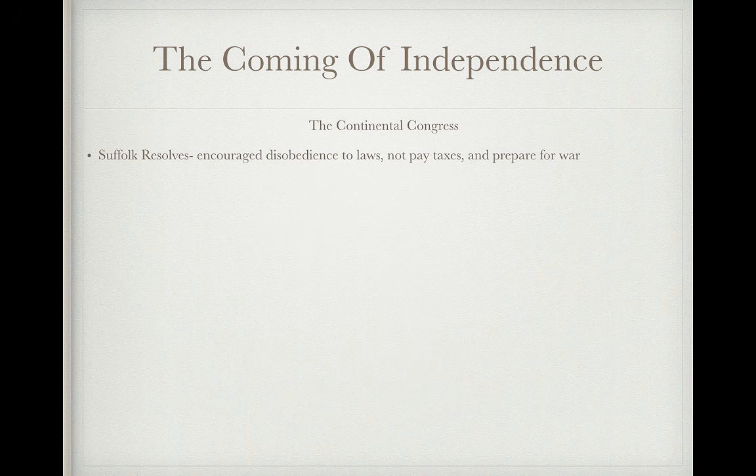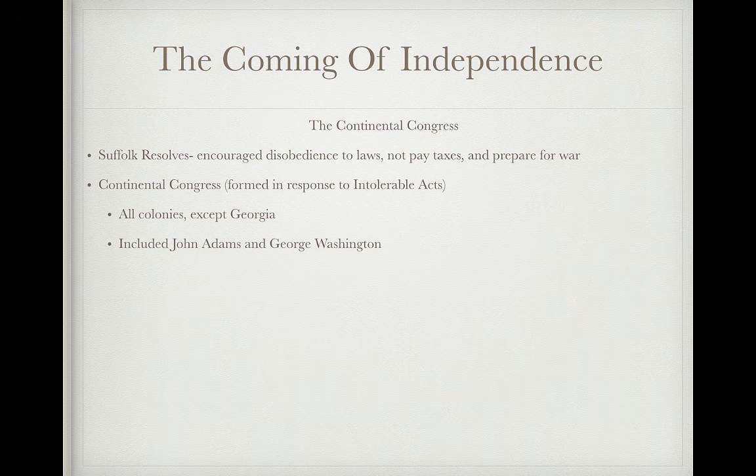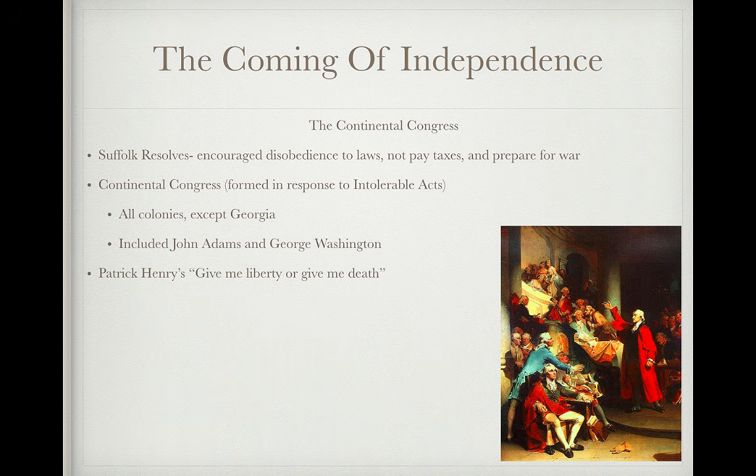So let's jump over to the Continental Congress. This was created in response to the Intolerable Acts. The Suffolk Resolves encouraged disobedience to laws, encouraged people not to pay taxes, and ultimately to help prepare for war. The Continental Congress was made up of all colonies except for Georgia, and they included people like John Adams and George Washington.